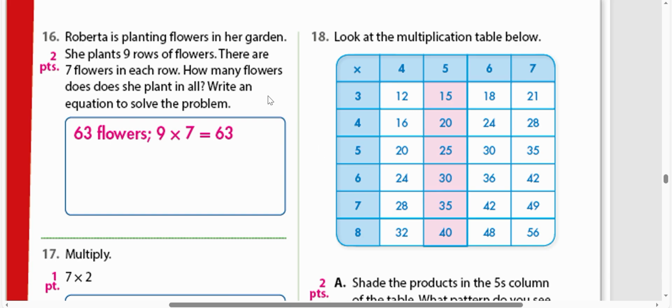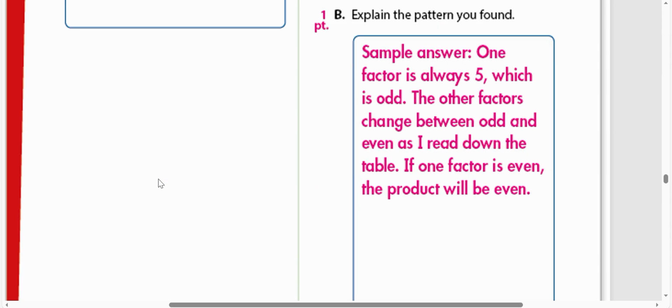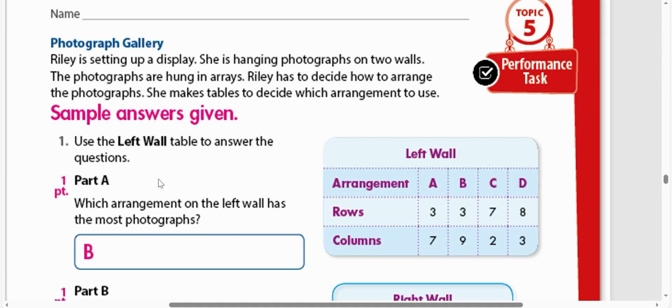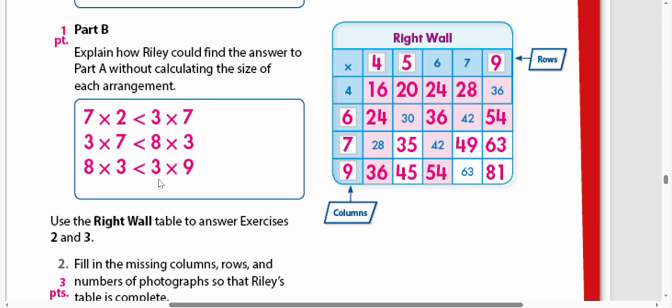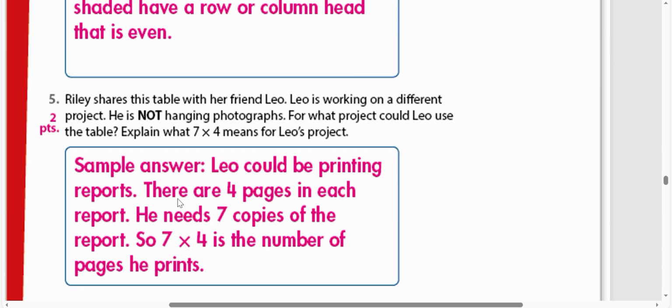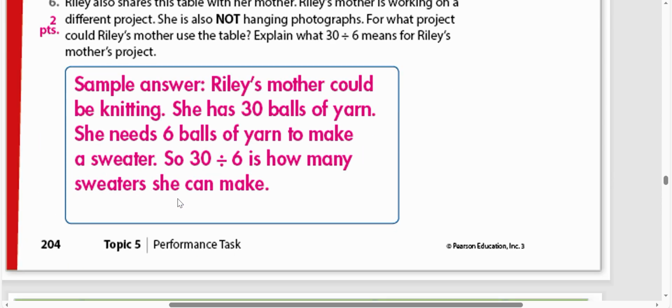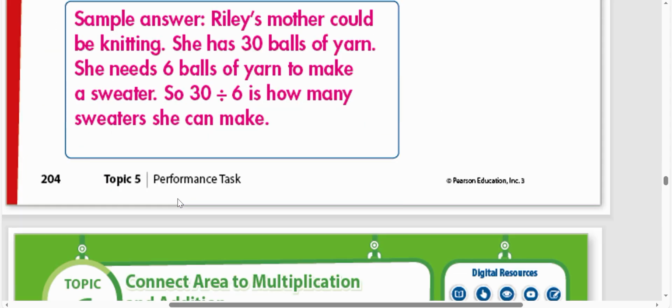7 times 9 equals 63. Multiply the number of rows and number of columns to find the answer. 7 times 2 equals 14, okay? Comparing the relation here, 7 times 2 is less than 3 times 7. 3 times 7 is 21, 3 times 8 is 24. 3 times 8, 24, is less than 3 times 9. Divided by 6 equals 5.